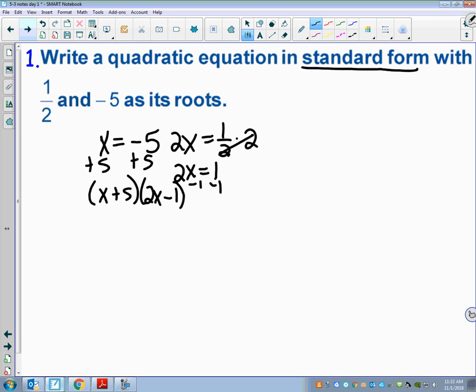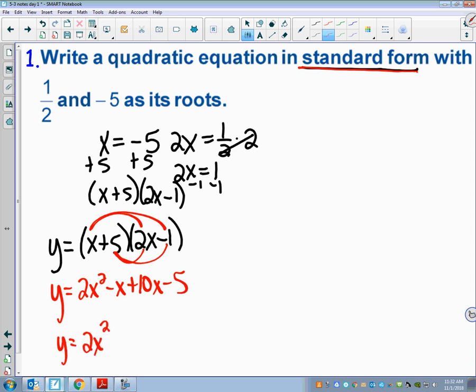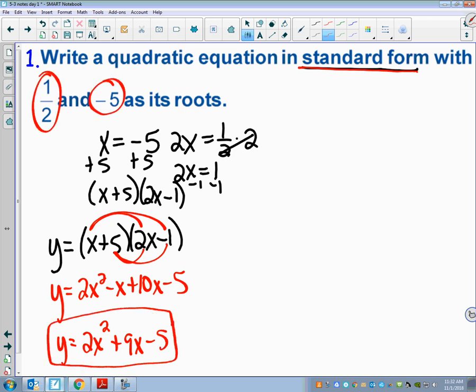So if I'm going to write an equation, I need to write y equals x plus 5 times 2x minus 1. That would be the factored form. But since it says in standard form, that means I want to multiply it out. So that would be 2x squared. x times negative 1 is negative x. 5 times 2x is 10x. And 5 times negative 1 is negative 5. So simplifying that all out, I get 2x squared plus 9x minus 5. And if you graph that, it would cross at 1/2 and negative 5.